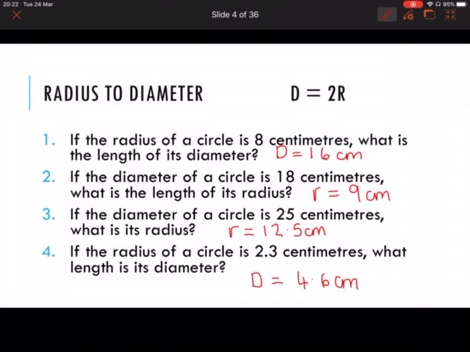Okay guys, that's all we need to know about properties of a circle. So I will give you some revision material for you to try yourself on this, and then I'll check back in with you after it and see if we have any questions.